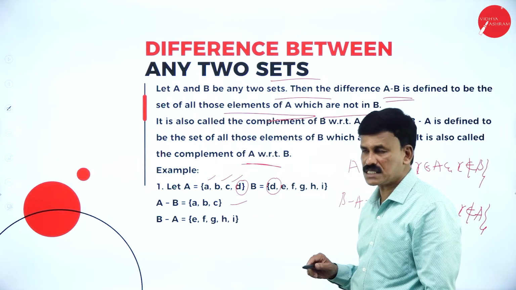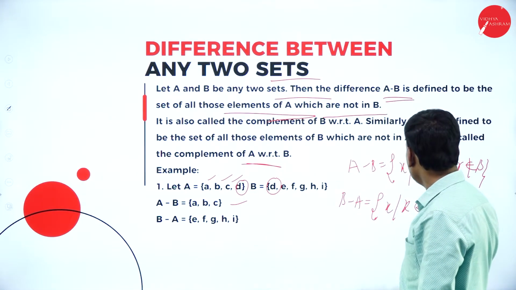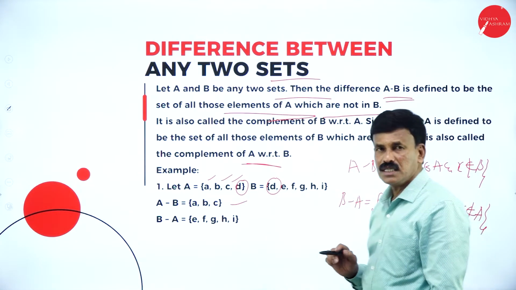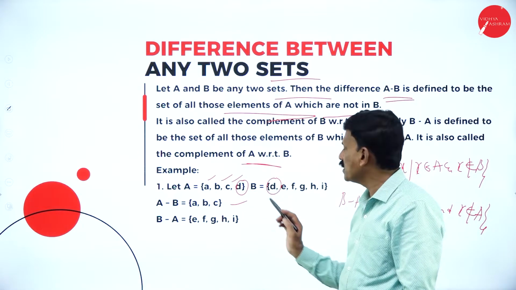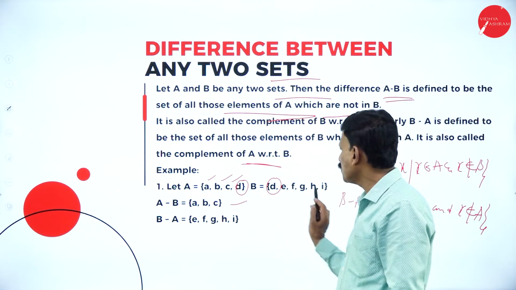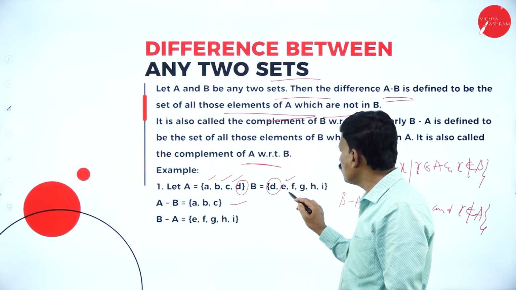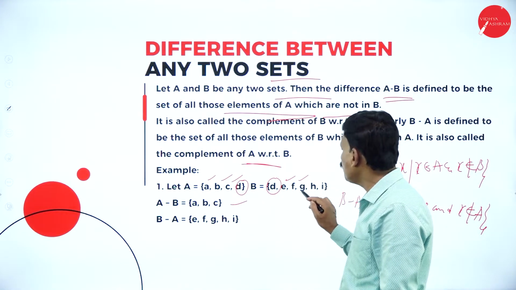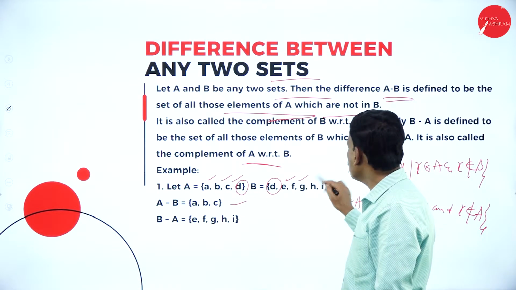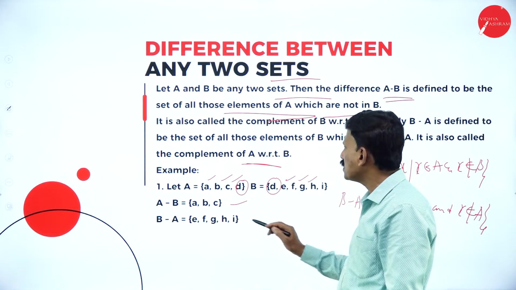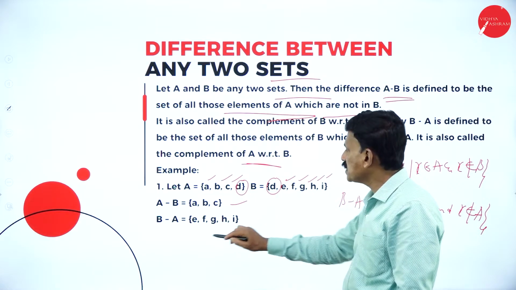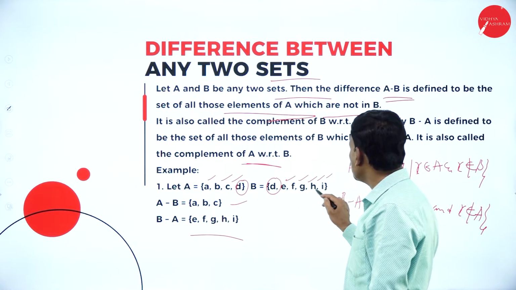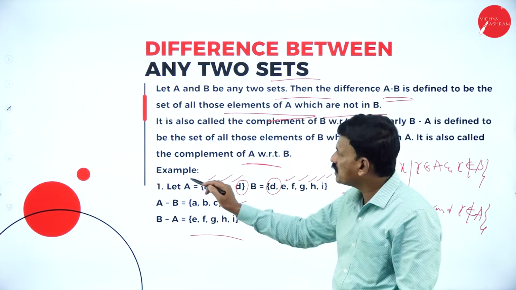Similarly, come to B minus A. B minus A means what? All the elements which are in B but not in A, elements which belong to B but not A. So d is there in A, we don't want it. Then e is in B but not in A, we can take e. Similarly, f is in B but not in A. Similarly, g is in B but not in A. h and i. So e, f, g, h, i are in B but not in A.